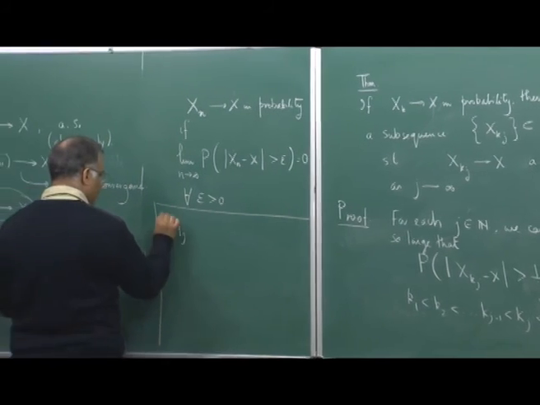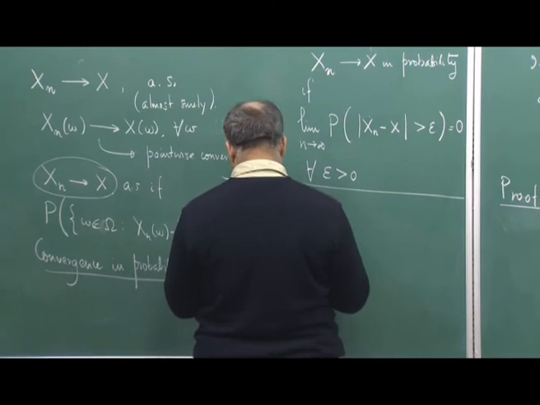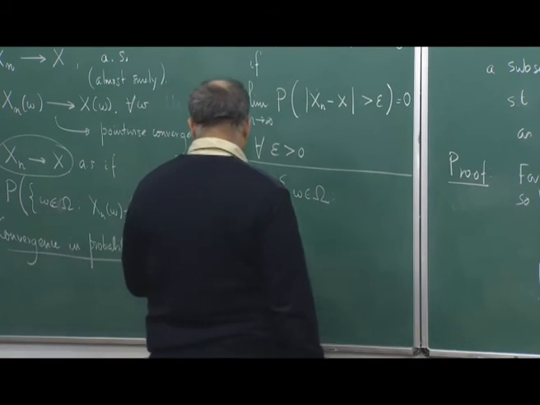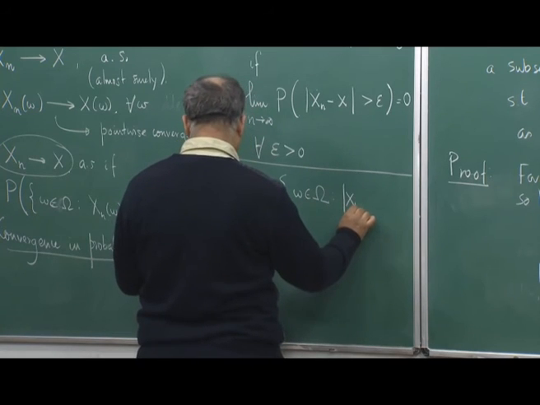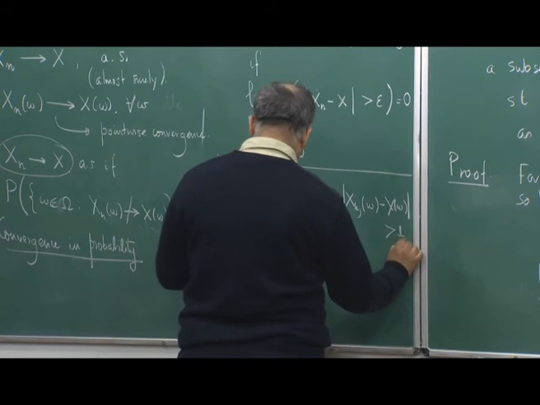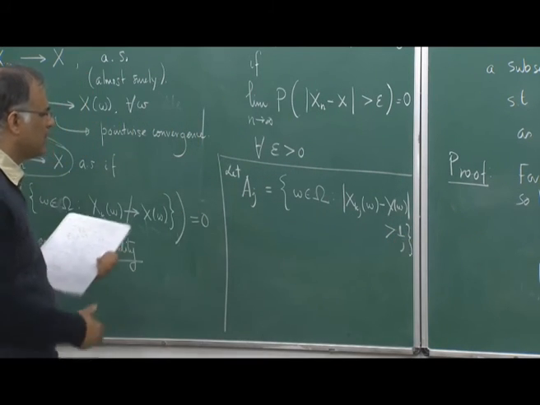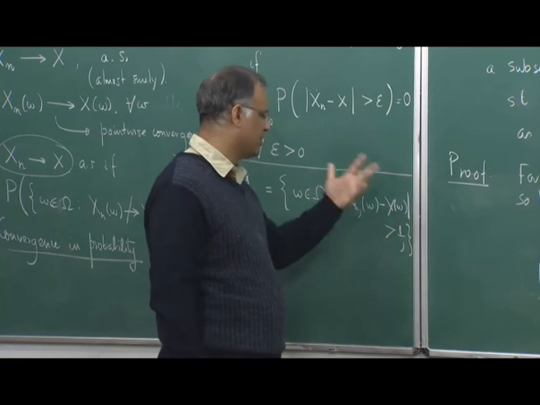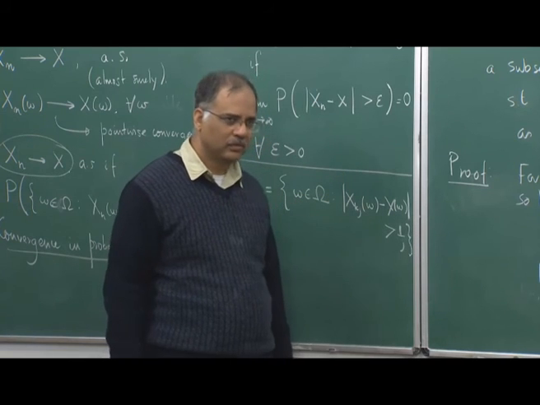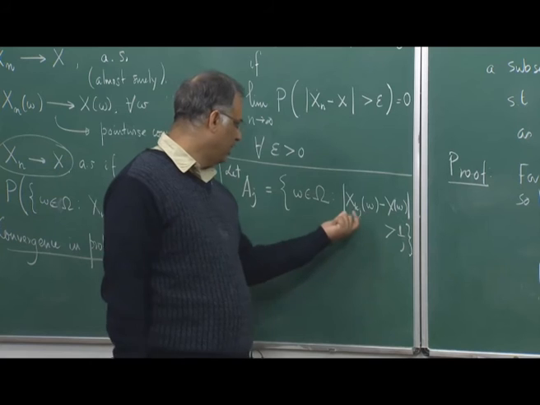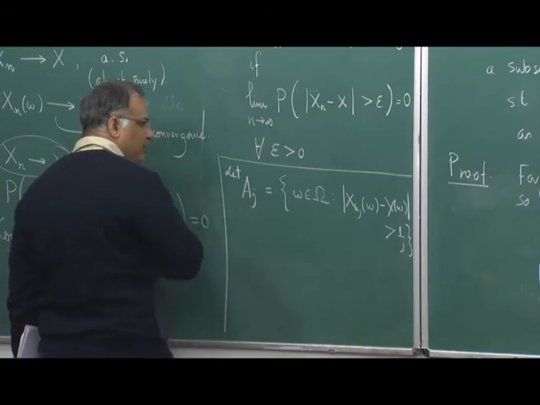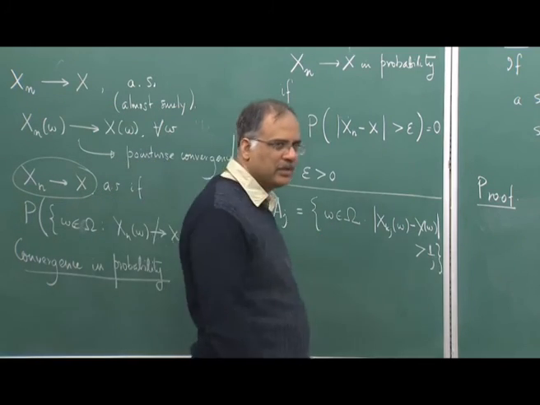Now let us construct these events. The set of all omega in Omega such that |xkj(omega) minus x(omega)| is strictly bigger than 1 by j. I am looking at this for every j equal to 1, 2, 3, 4, and for a given j this should happen. Take the kj and index the event Aj with the same j. So here I have an infinite sequence of events.